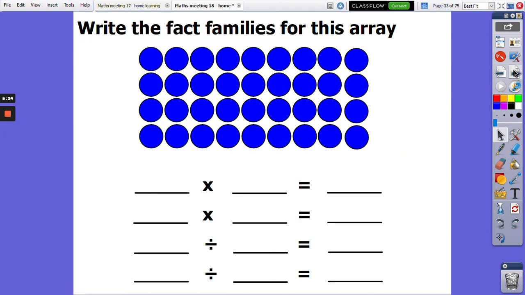Fact families now. We've got an array. I want you to write out the 2 multiplication and the 2 division calculations you can get from this array. Off you go.